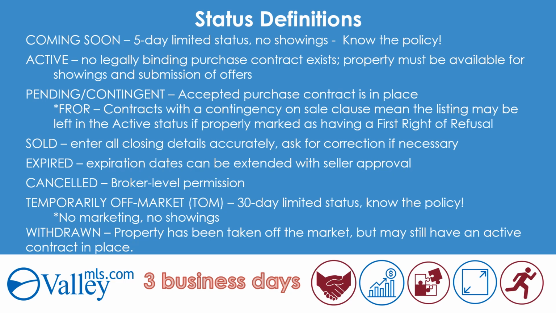The next status is temporarily off market. This is a 30-day limited status, so it's also good to know the policy. But in this status, just like coming soon, you can't market the property or there can't be any showings. Withdrawn is the last status. Property has been taken off the market, but may still have an active contract in place.